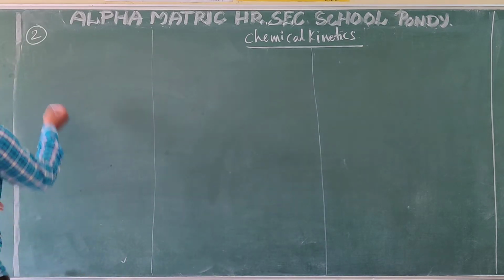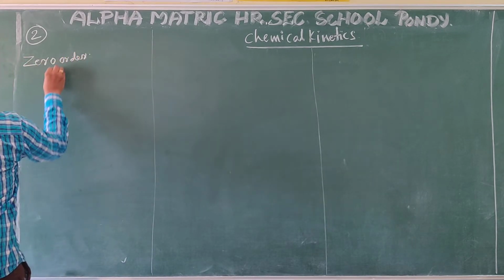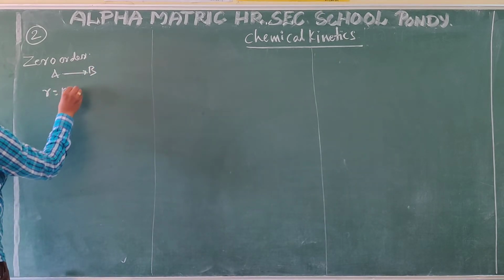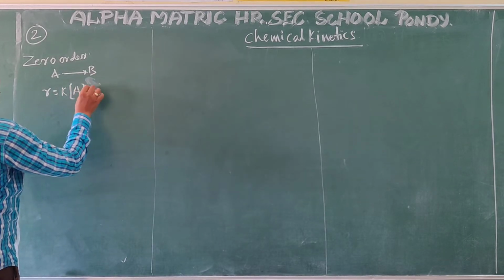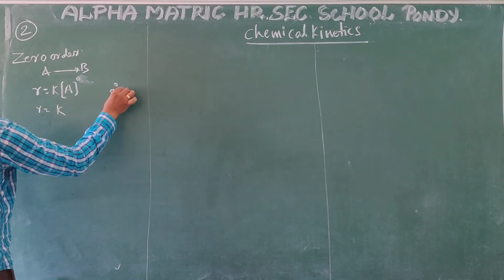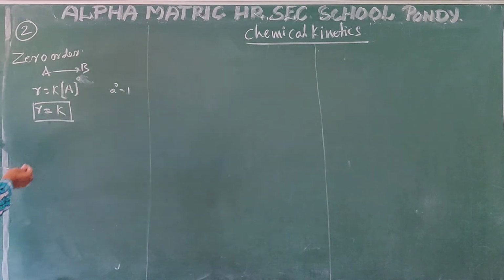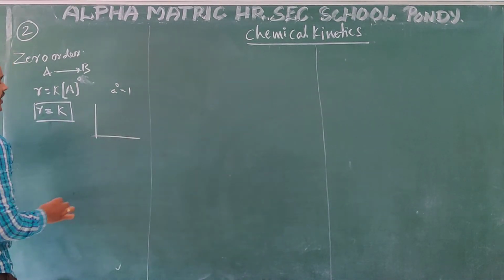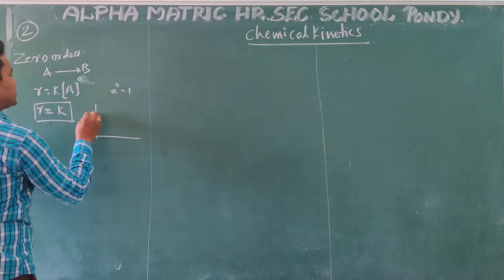We are going to study zero order reactions now. What is a zero order reaction? Again I am going to write the rate law. Rate is equal to K into A power n. For a zero order reaction n is 0, so R is equal to K into A power 0, which is 1. So R is equal to K, which is a constant. So for a zero order reaction, irrespective of the concentration, the rate of reaction is the same.